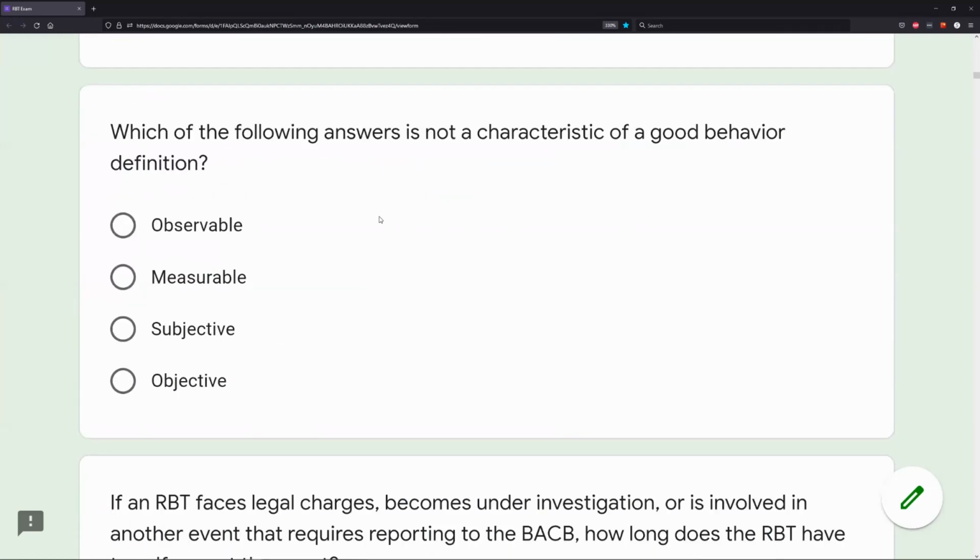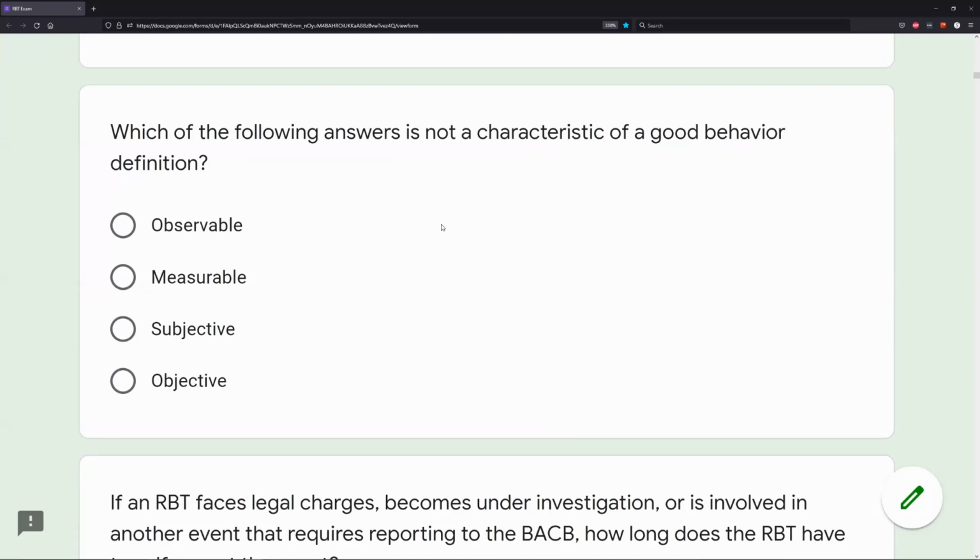Next question. Which of the following answers is not a characteristic of a good behavior definition? What do we want in a behavior definition? Okay, we want something that we can measure. We want something that we can observe. And we want something that anybody can read and know exactly what we're talking about. Okay, we don't want to give a lot of opinion. We just want to give the facts.